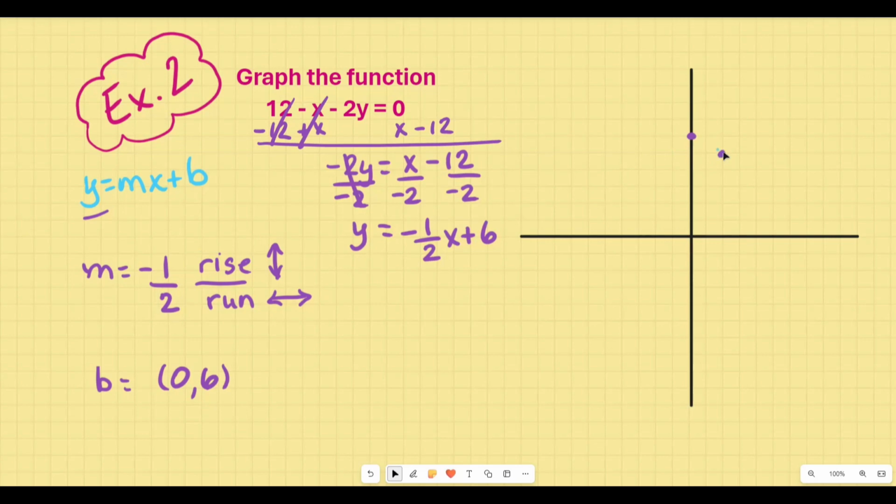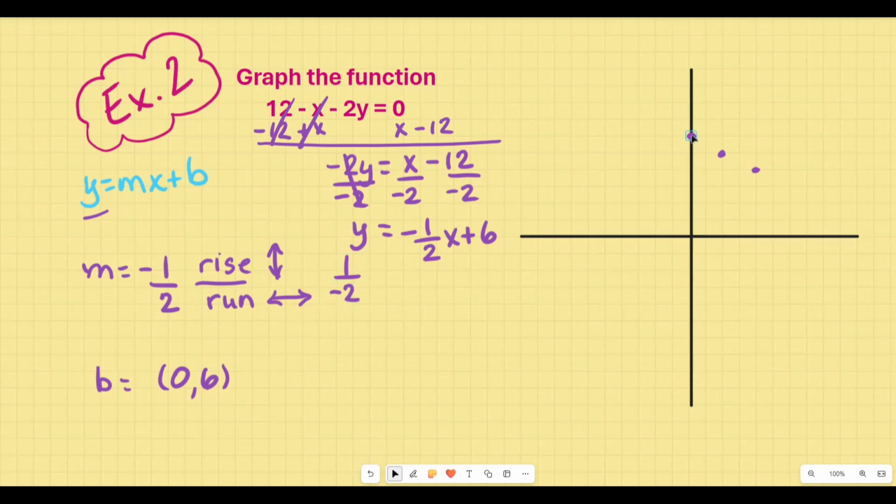I'm going to do the same thing. Go down 1, run over 1, 2. Now, what I could have done is I could have said 1 over negative 2. Some people think you can't do that. This means the same thing, except this time I'm going to go up because there's a positive 1, and then I'm going to go to the left, which is a negative 2.